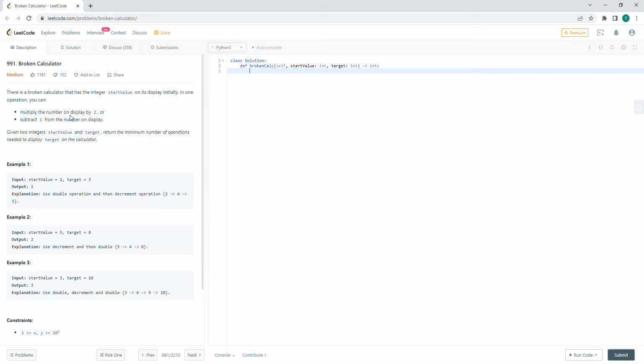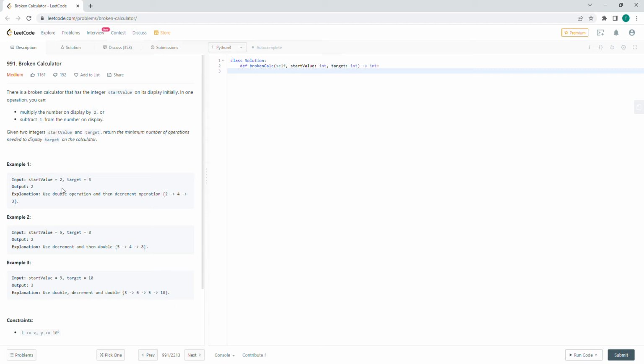Broken Calculator. There's a broken calculator that has an integer start value on its display initially. In one operation, you can multiply the number on the display by 2 or subtract 1 from the number on display. Given two integers, start value and target, return the minimum number of operations needed to display target on the calculator.